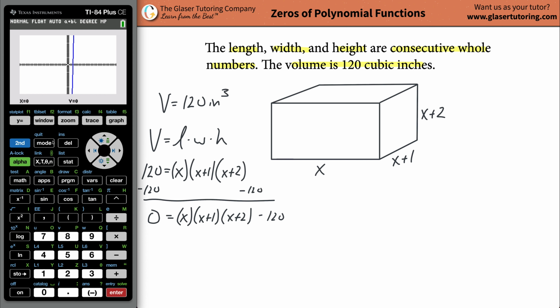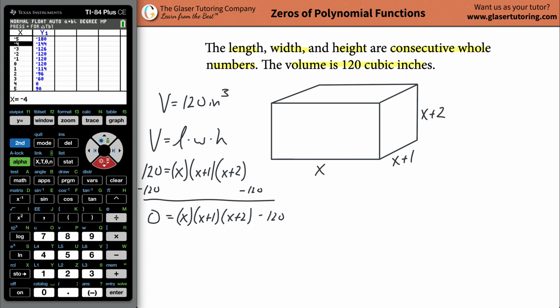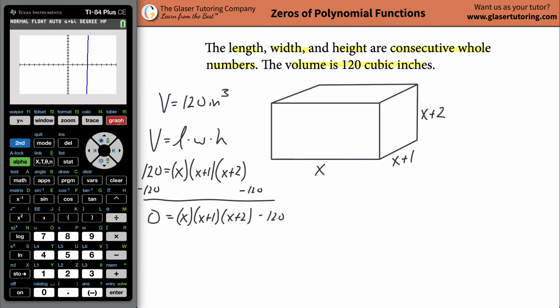You can also use the table. Now let me zoom back in. You can use the table and see what's happening with the function, just to get an idea. It looks like it might be continuing on and on forever. It doesn't look like it's slowing down, so I think we're pretty good. So now let's go back to the graph.